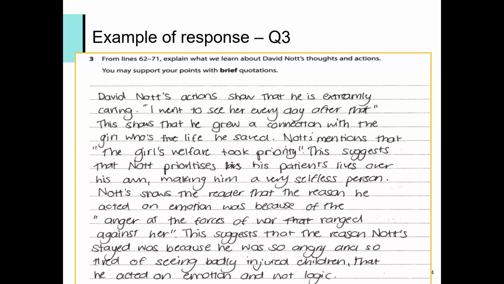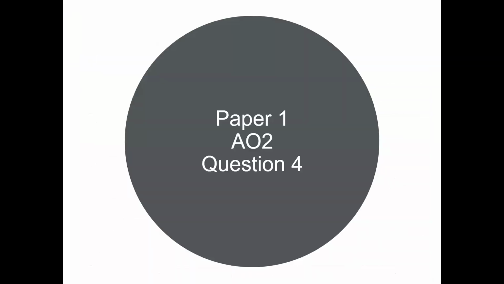Okay, so following our logical walk through this paper 1, we're now moving on to question 4. So we're now moving from the unseen text to the text that candidates have studied. So this was the George Alagiah text from the anthology. Hopefully you're familiar with that. If you're not, well, give you a moment in a minute to have a quick look at it.